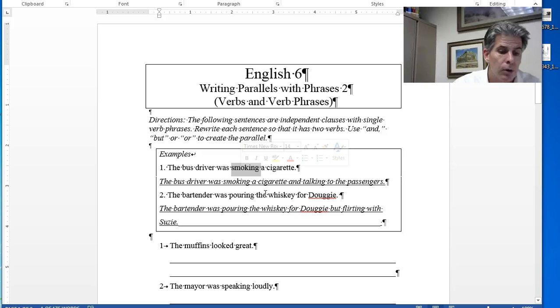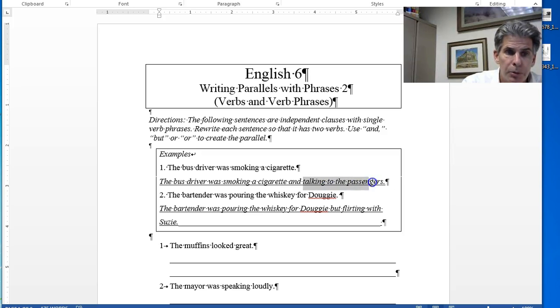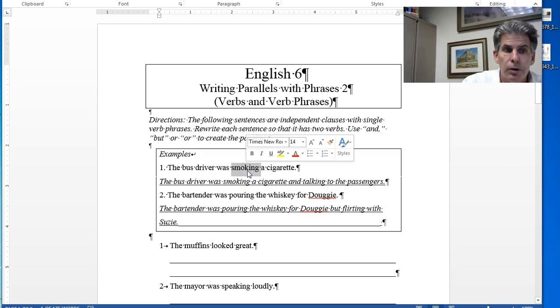This is why I've emphasized this all along. And so we can do this now. The bus driver was smoking a cigarette. That's the same sentence. But notice I paralleled the verb phrase. I paralleled the main verb along with the prepositional phrase on the end. The bus driver was smoking a cigarette and talking to the passengers. The bus driver is the subject. The verb is was smoking and talking. So I repeated the ing verb. That's the main verb. That's what I did.